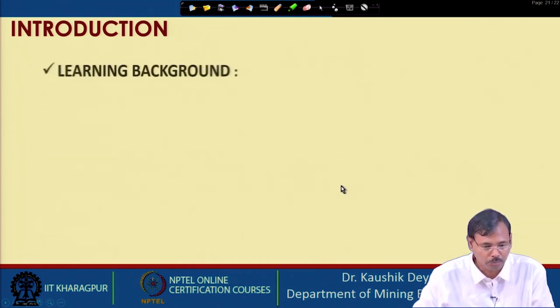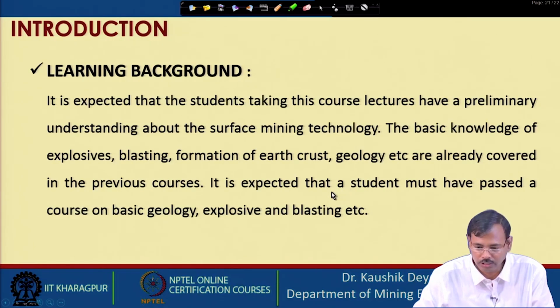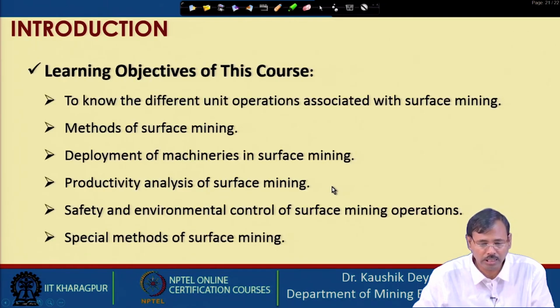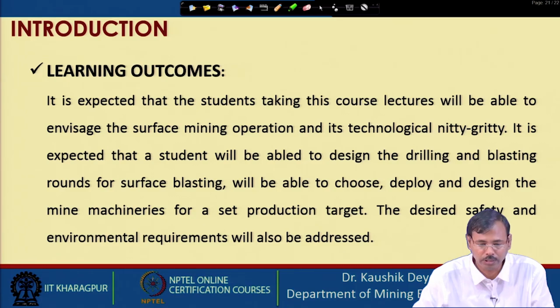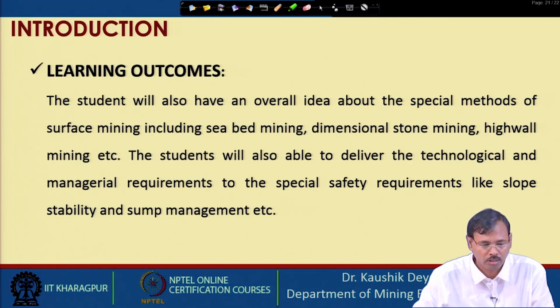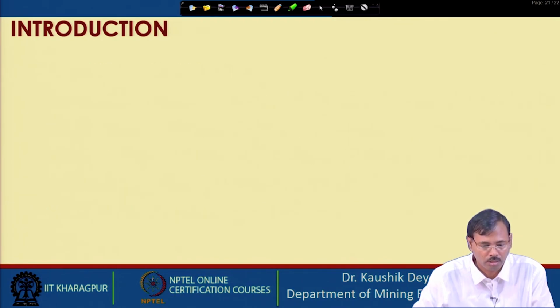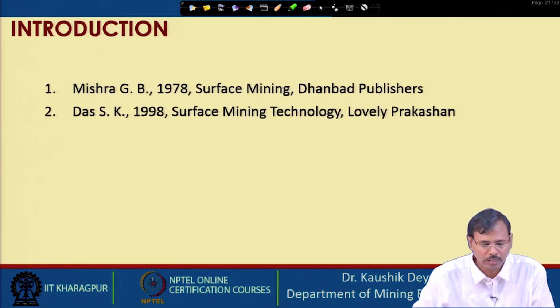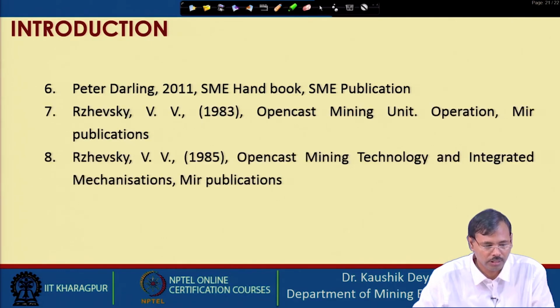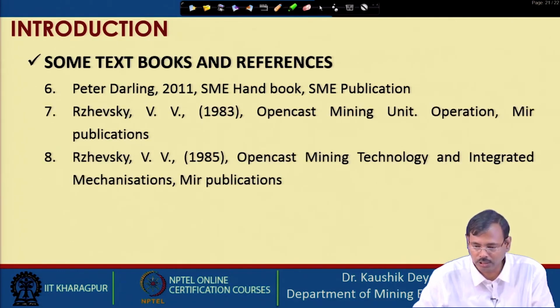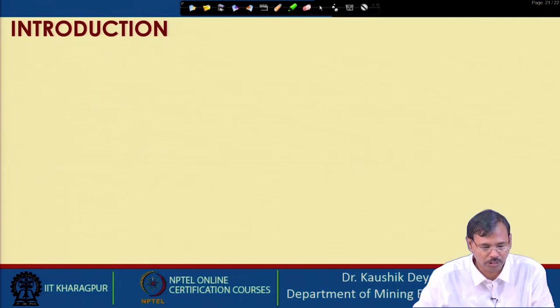characteristics. This part is already discussed. This is the learning background of the course, then the learning objective of this course, then the learning outcomes of the course surface mining technology. These are the different textbooks and reference books that you can see for the surface mining technology.